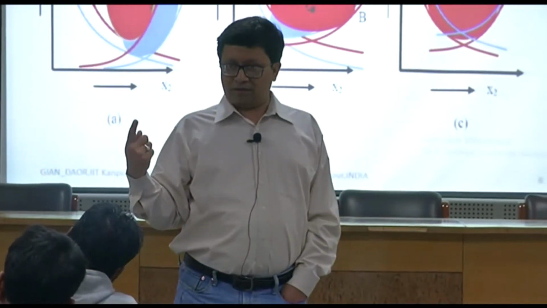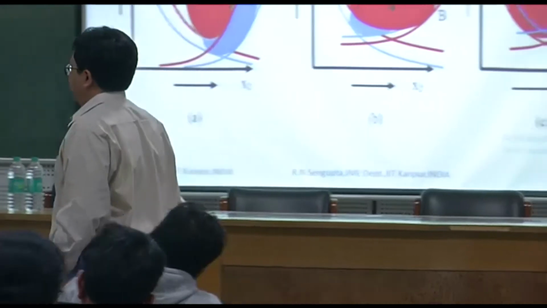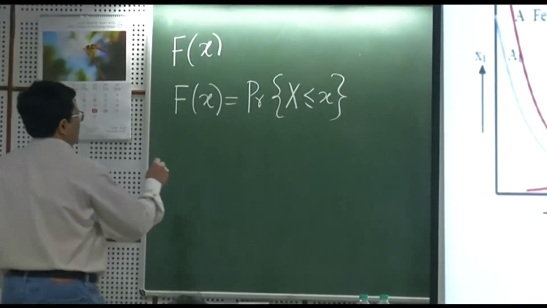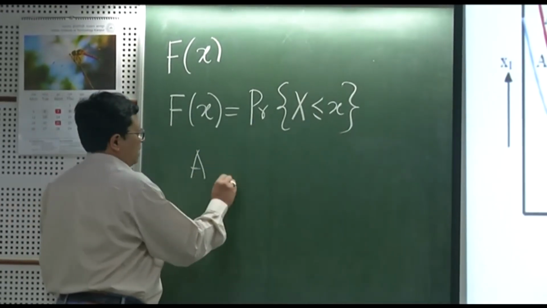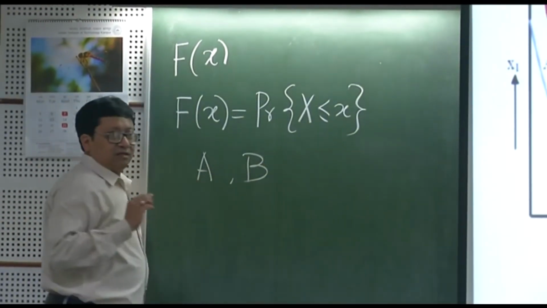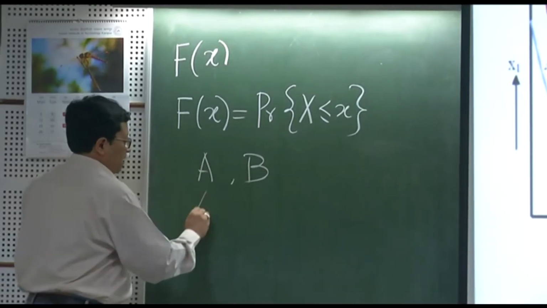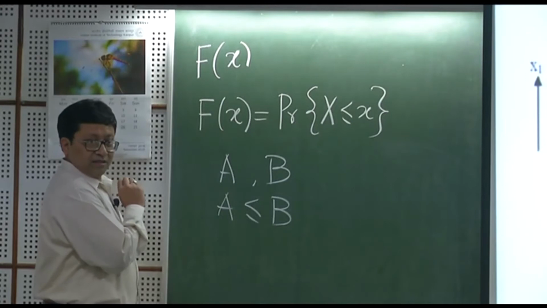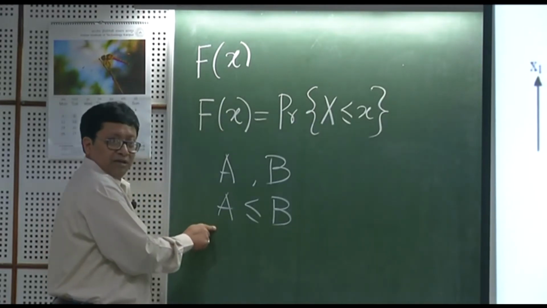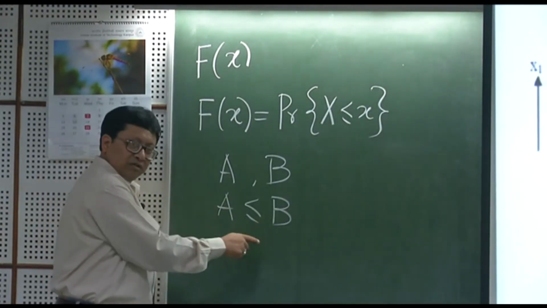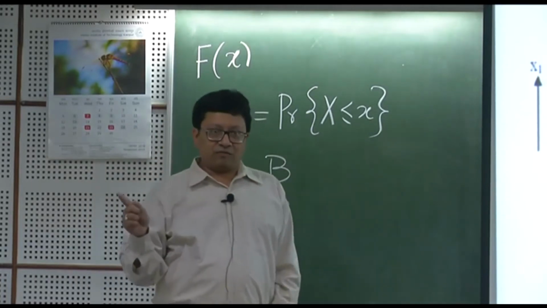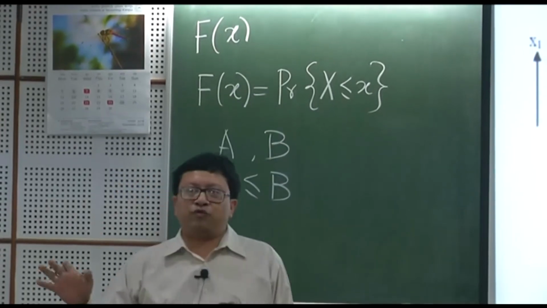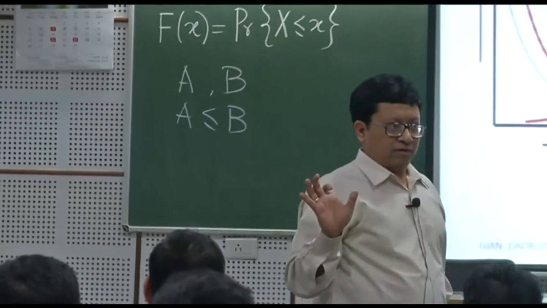And there is another property: say for example you have A and B as some sets, and if A is less than or equal to B, then the CDF value for A will be either equal to the CDF value of B or less than that, which means it is a monotone increasing function. This would be true for any distribution which you have.